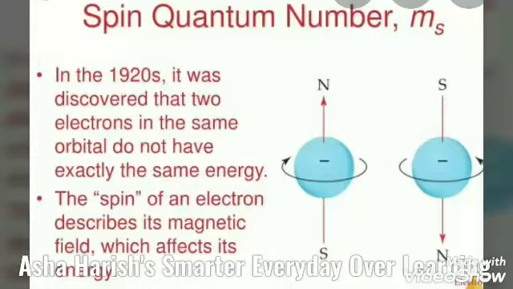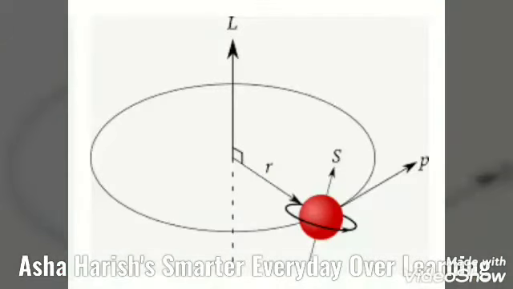In the 1920s, it was discovered that 2 electrons in the same orbital do not have exactly the same energy. The spin of the electron describes its magnetic field, which affects its energy. And students, the spin quantum number was introduced to account for the fact that the electron in an atom not only moves around the nucleus but also spins on its axis, like the Earth, which not only revolves around the sun but also spins around its own axis. You can see the same thing in the picture.